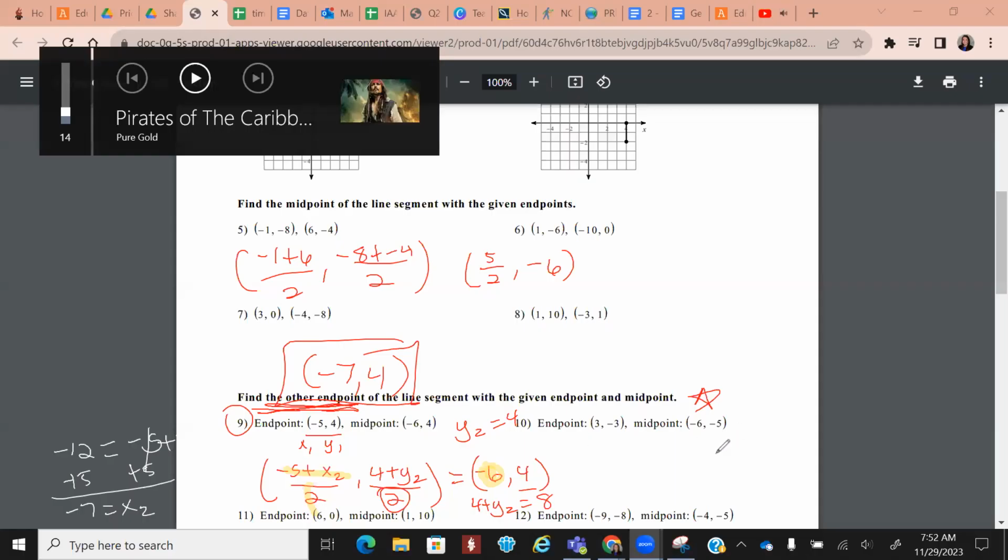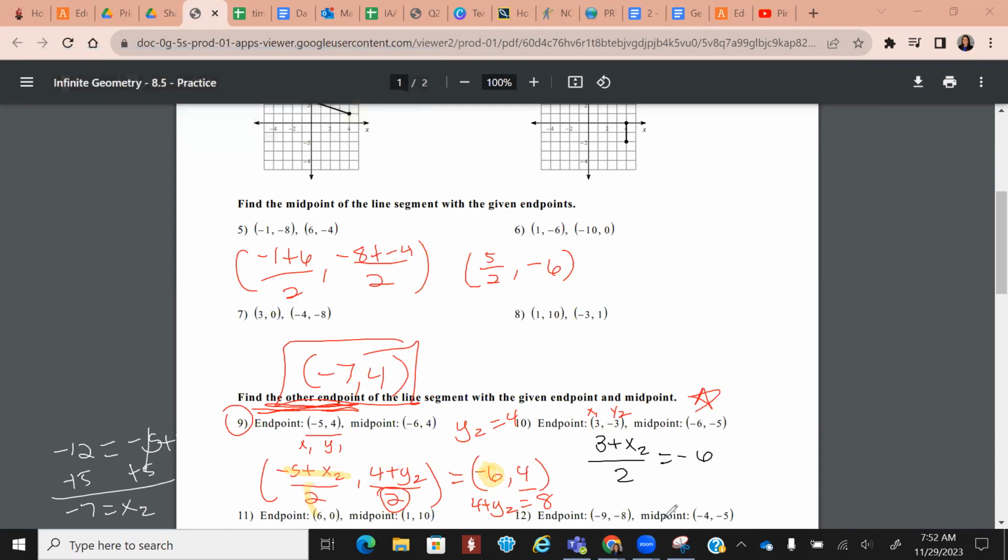Okay, so when you set this up, this is your x1, this is your x2. And what you're going to do is say 3 plus x2 divided by 2. We're going to set that equal to this -6. And then you're going to take the other stuff and put that into the formula. So -3 plus y2 divided by 2 equals -5. Does that help? Maybe a little bit. So this is all your x's. This is all your y's. And then now you solve for x and y.